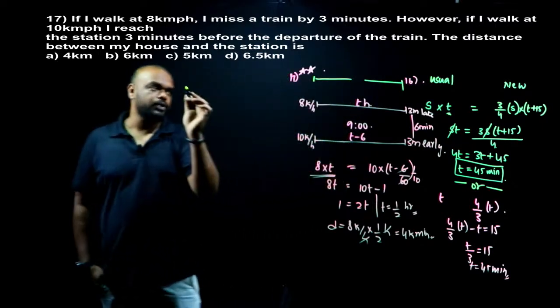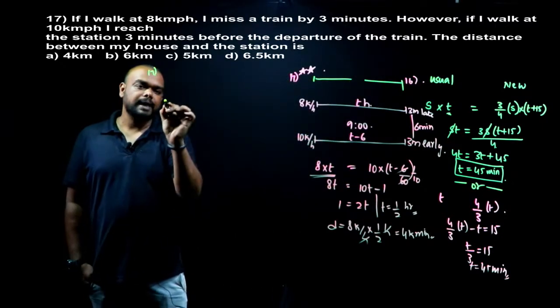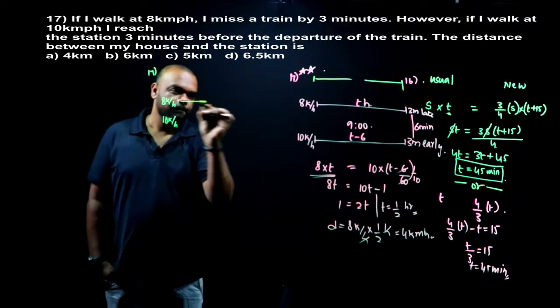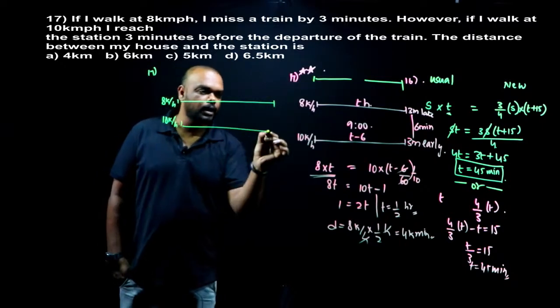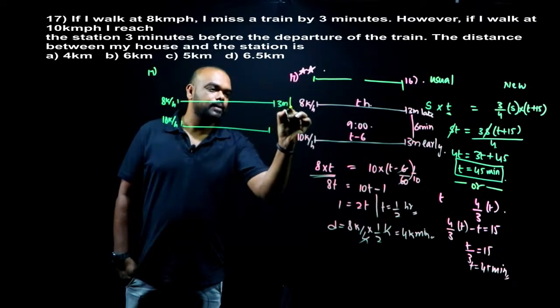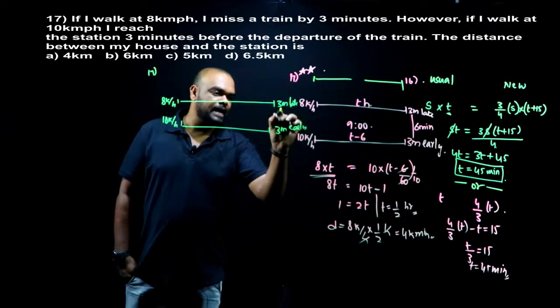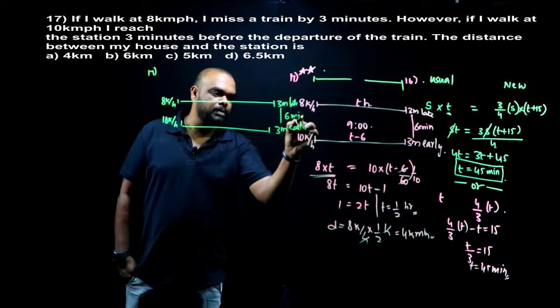Okay, let me solve it here for you. 17th one. 8 km per hour, 10 km per hour. Here, 3 minutes late, 3 minutes early. The time difference is 6 minutes between both the days.